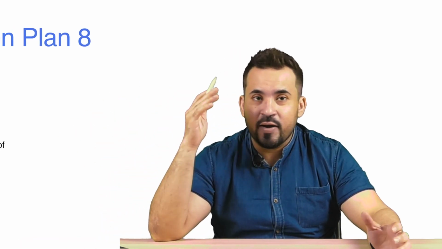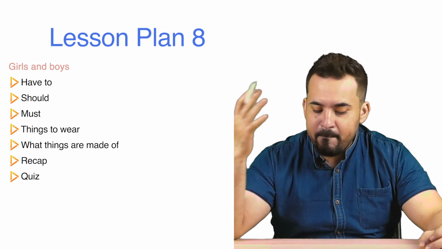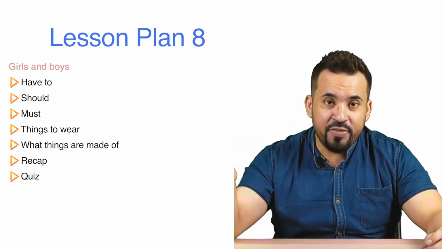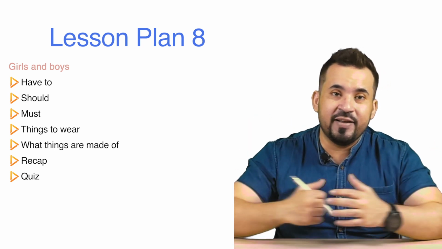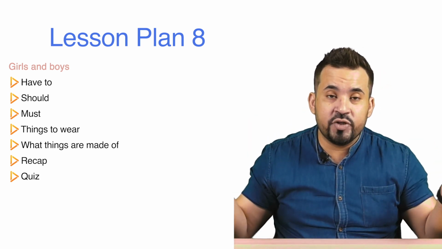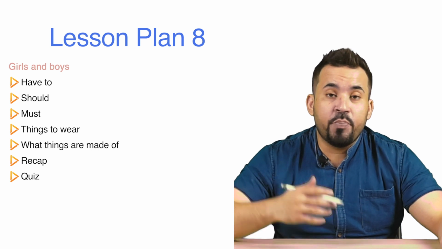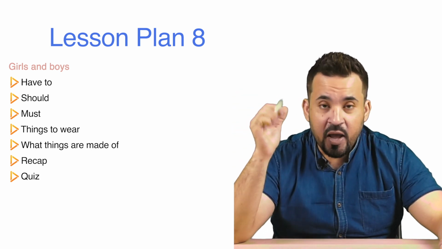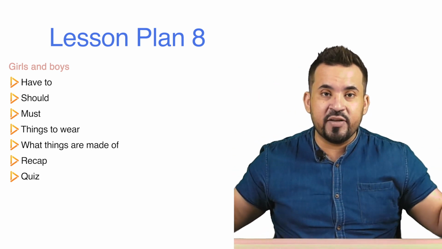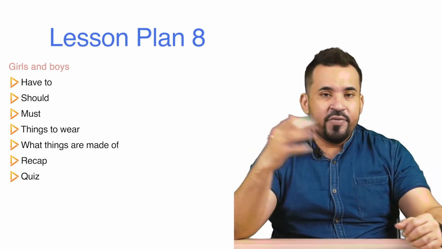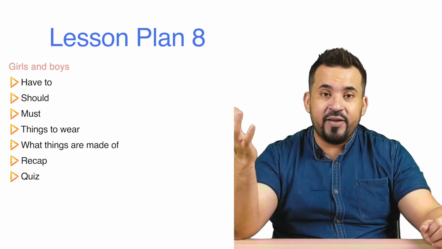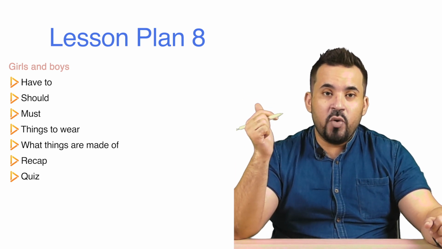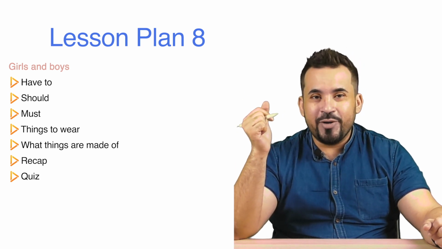Today we are going to talk about have to, should, must, and their negatives, and how to use them to talk about obligation, to give advice, or to prohibit someone from doing something. We'll also talk about clothes, things to wear, accessories, different types of shoes, and what things are made of. So let's get to it.